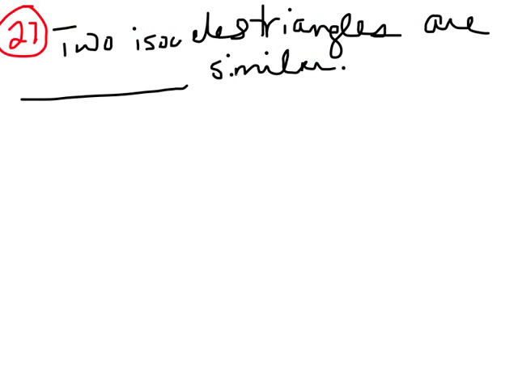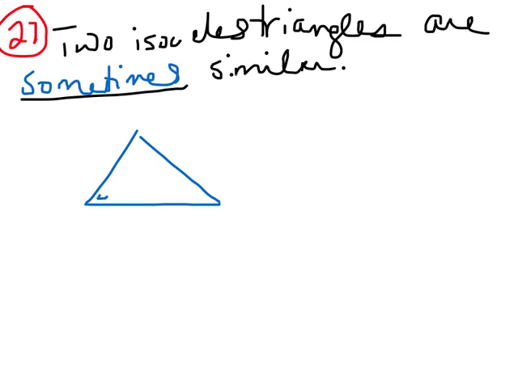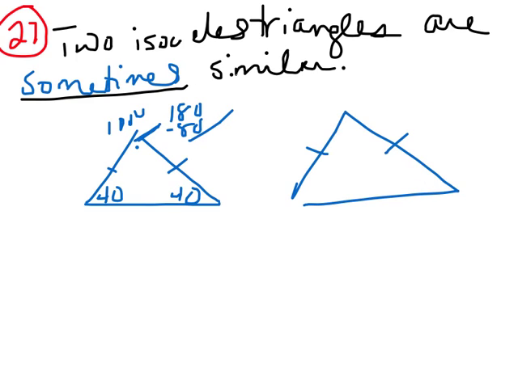Okay, number 27, two isosceles triangles are sometimes similar. Most often they're not going to be. For instance, I could have an isosceles triangle that has 40 and 40 here, and then this angle up here would be 180 minus 80, so 100 degrees. I could have another isosceles triangle that has 50 and 50 here. That would add up to 100, so 180 minus 100 would be 80 up here. These are both isosceles triangles, but they're not similar because their angles don't match up. So that would just be a sometimes.